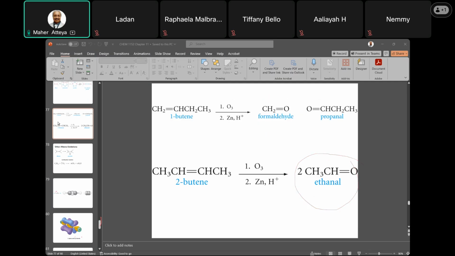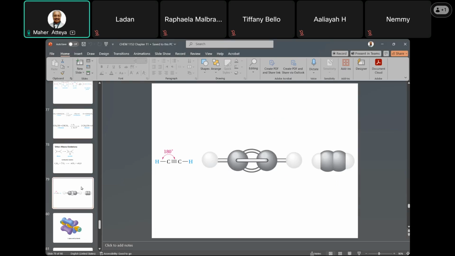So guys, this is just a type of reaction. Again, you don't have to memorize all these reactions, but at least you will know what you can expect after oxidation. Oxidation will always give you an alcohol or an aldehyde from the double bond. This is the double bond.